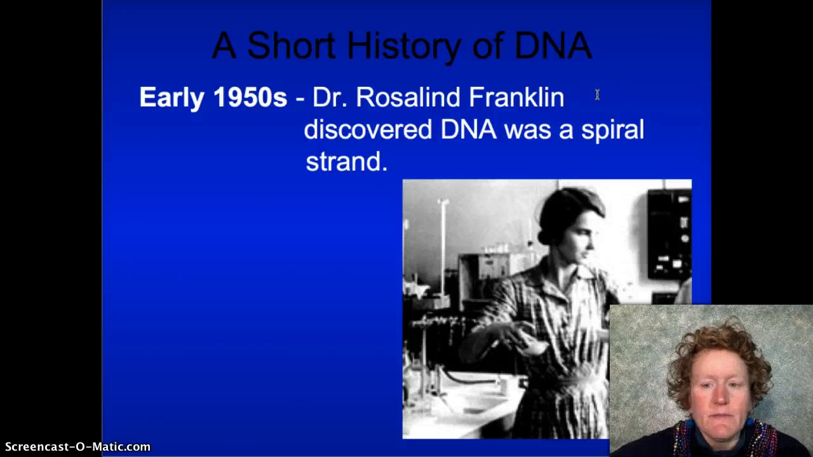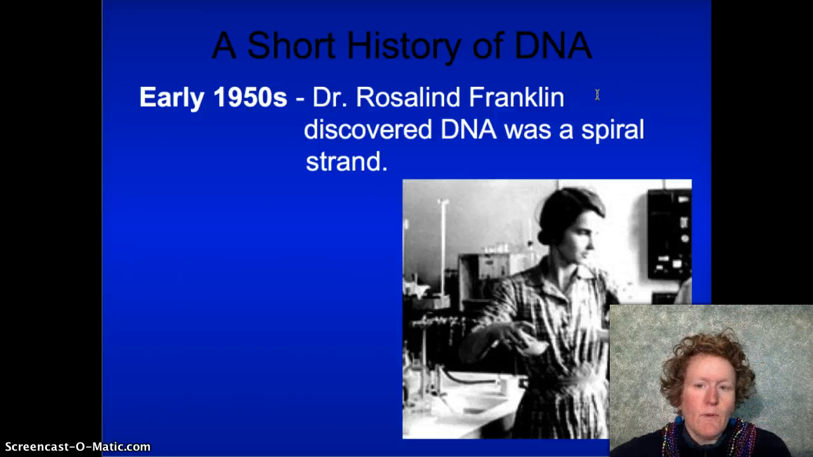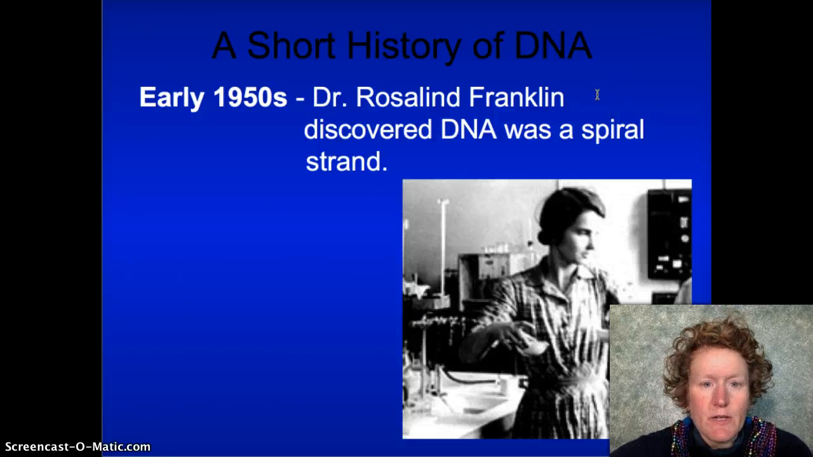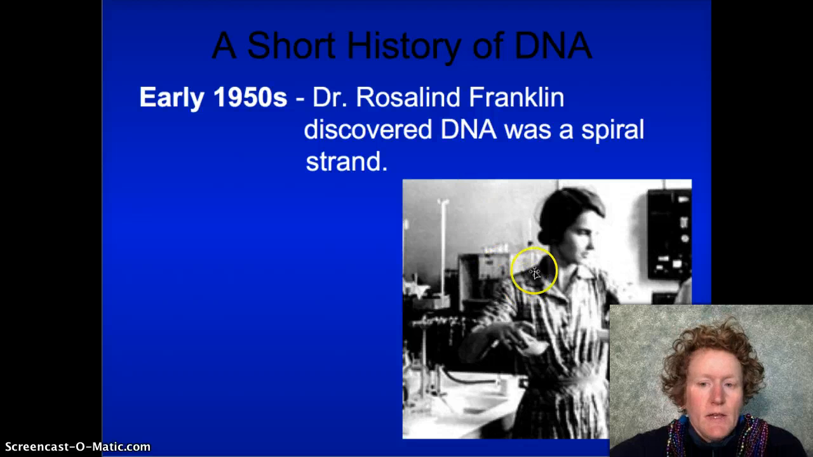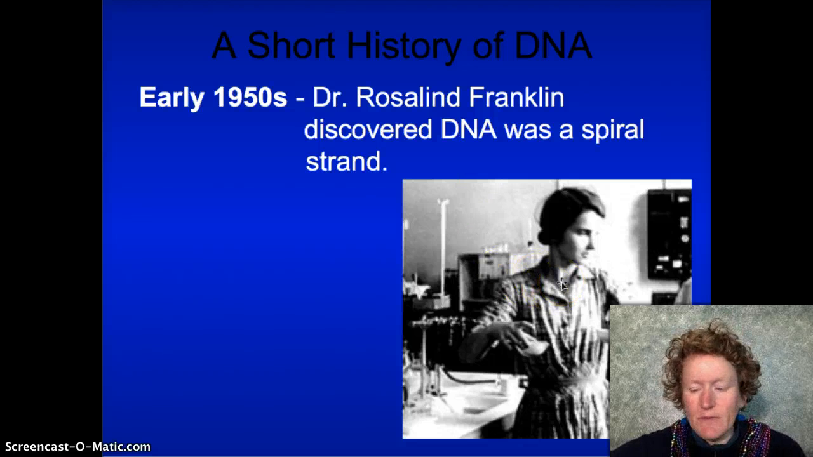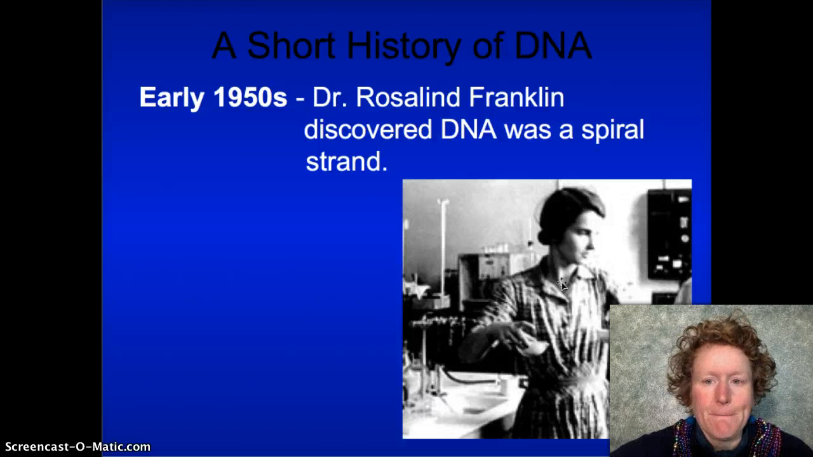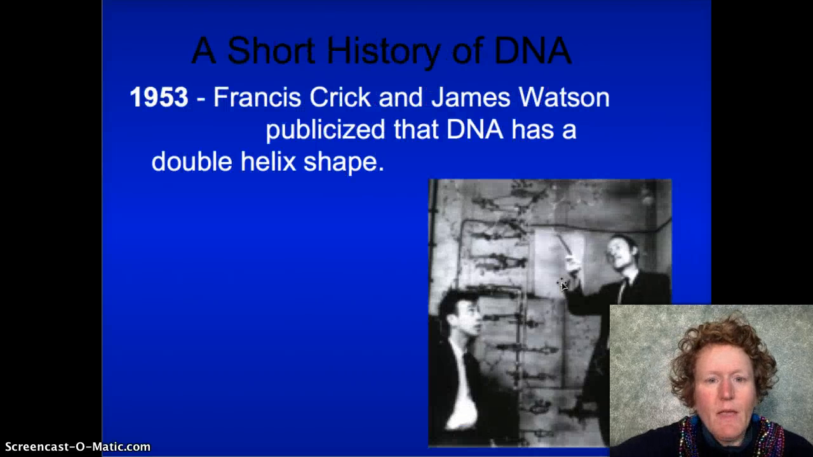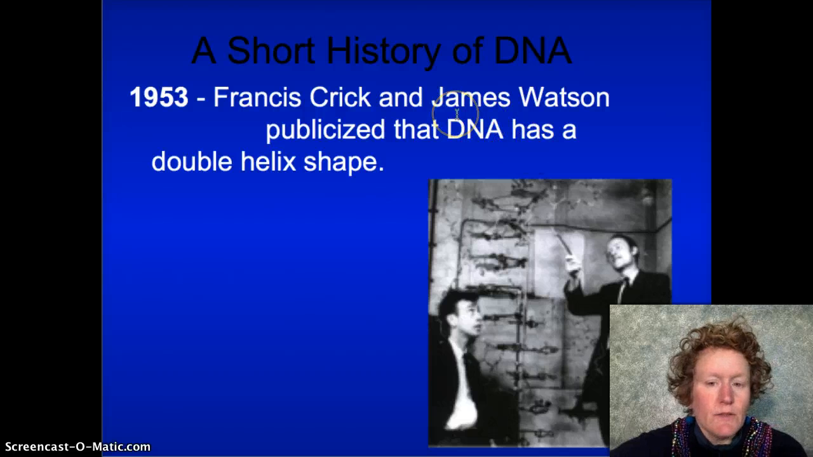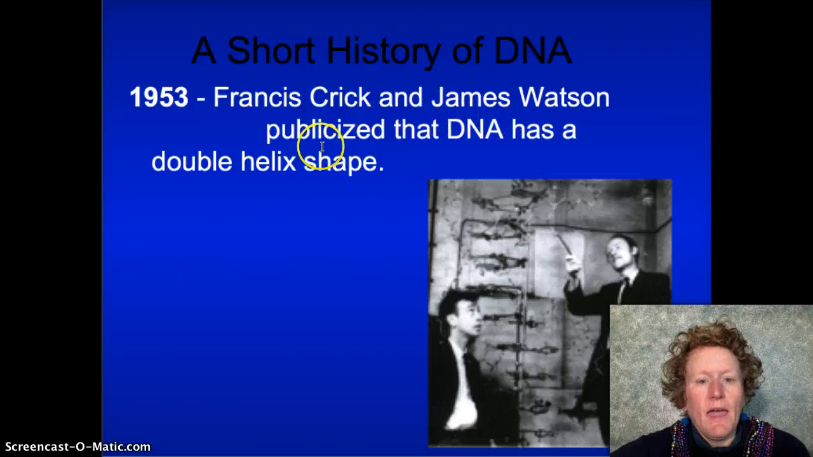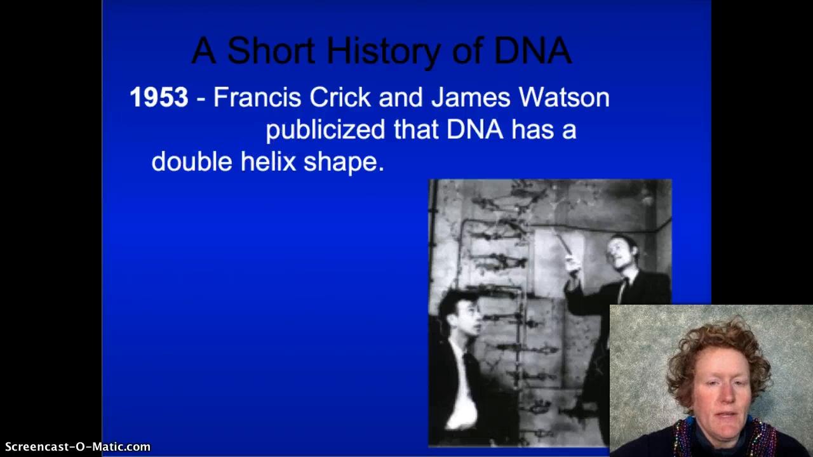That helped Rosalind Franklin and later Watson and Crick come up with the structure. Rosalind Franklin was the person who discovered DNA was a spiral strand. She was a radiographer. She took a picture of the crystal structure of DNA. Francis Crick and James Watson looked at her picture and came up with the double helix structure that we all know well today.